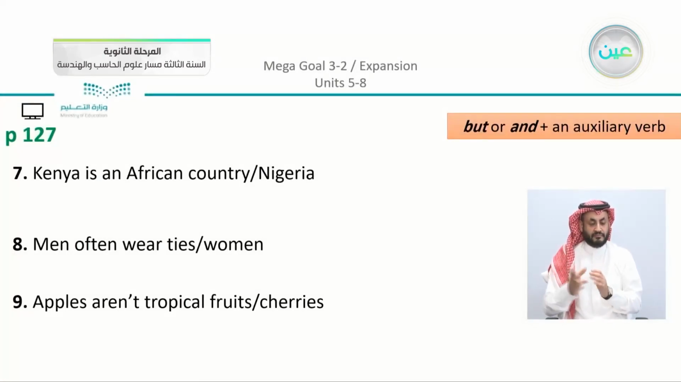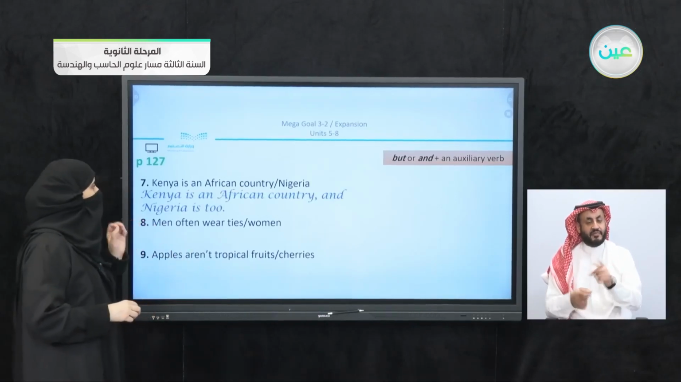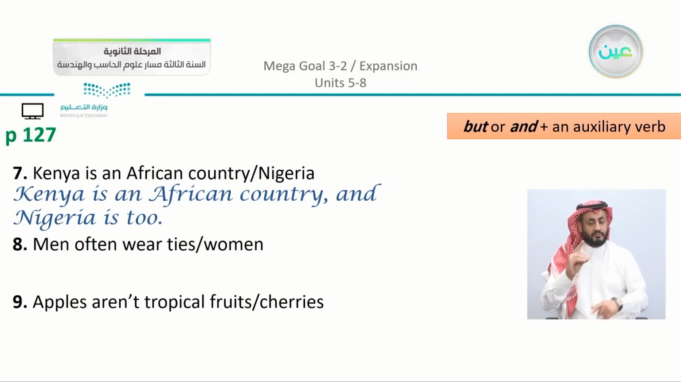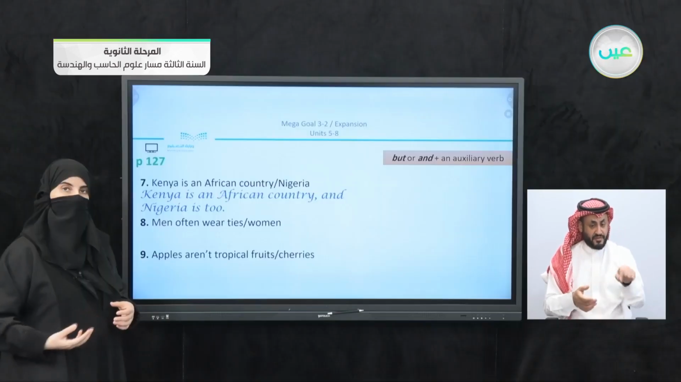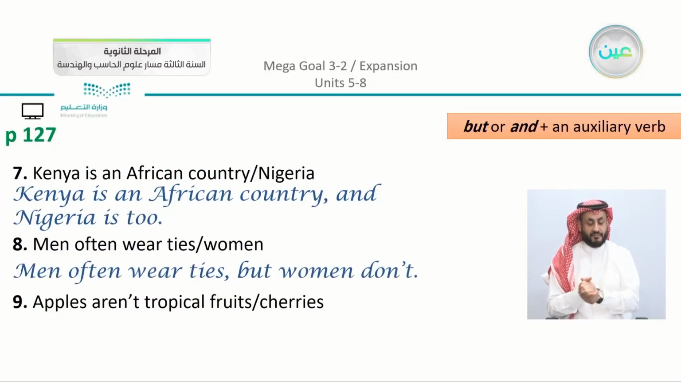We have here number 7, Kenya is an African country, Nigeria. So are they in the same continent? Here, this is a very easy example. Kenya is an African country and Nigeria is too. We have number 8, men often wear ties, women. Now, is it something common between women to wear ties? We can see that there is a difference here, so we can use men often wear ties, but, so this time we change the connector, but women don't.